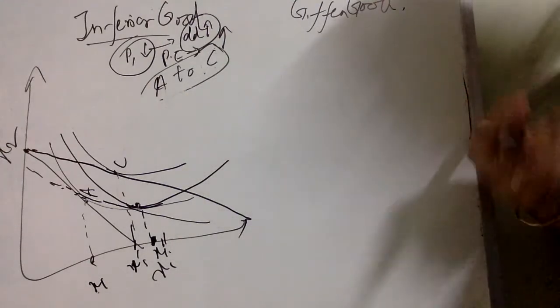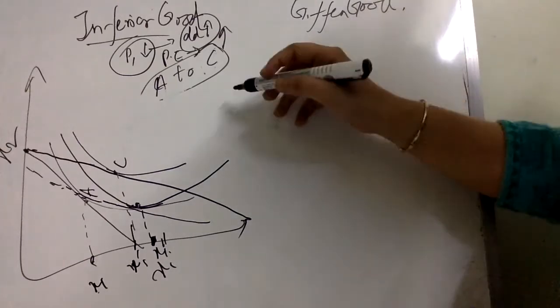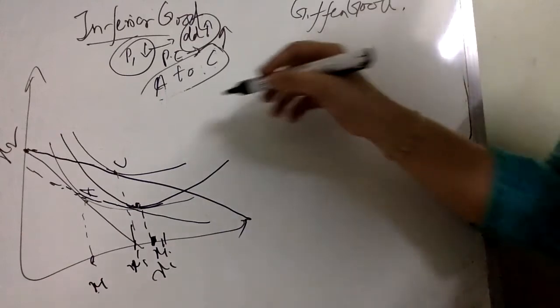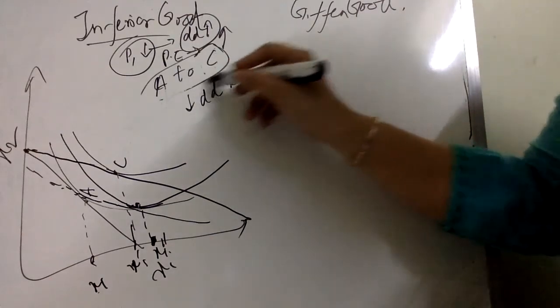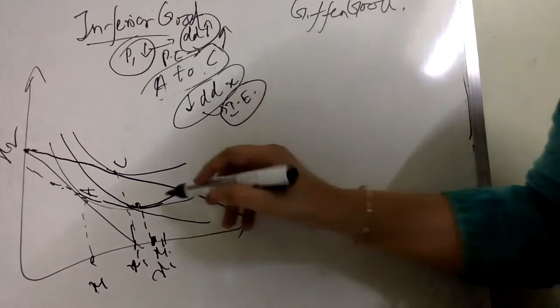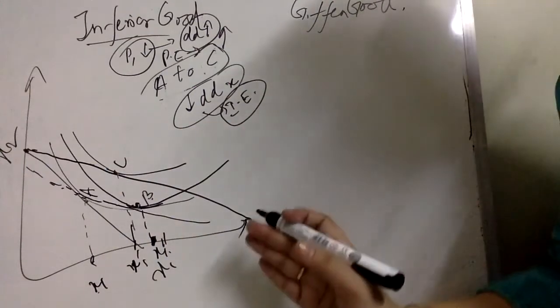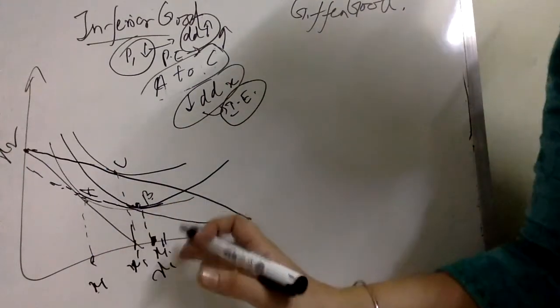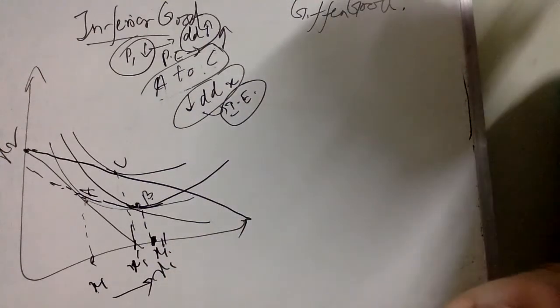So because of a fall in price, instead of increasing the demand for good X, he's going to reduce the demand for good X because of the income effect. As a result, the movement from point B to C is in a negative direction. It's not a positive direction movement, because despite the fall in the price, the demand is not rising.